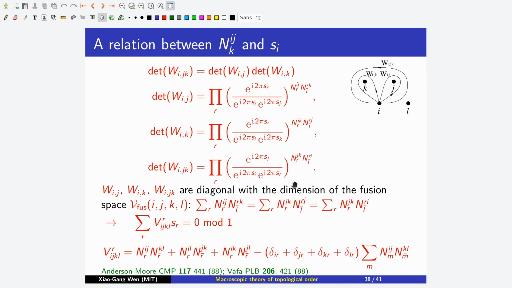So this is tremendous, because once you know the fusion ring N_IJ^K, there's only a finite number of choices of S, and then we can check among those finite choices of S which one is consistent and which one is inconsistent.